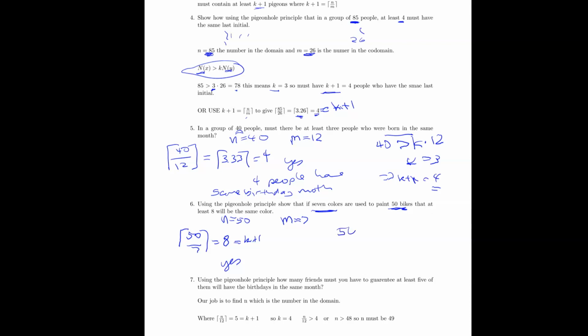So if I take 50 and make it equal to, or bigger than k times 7, so that would mean k would be 7, right? Wait, k would be 8. No, it's 7. k is 7, and so k plus 1 is 8. So there we get the same answer.